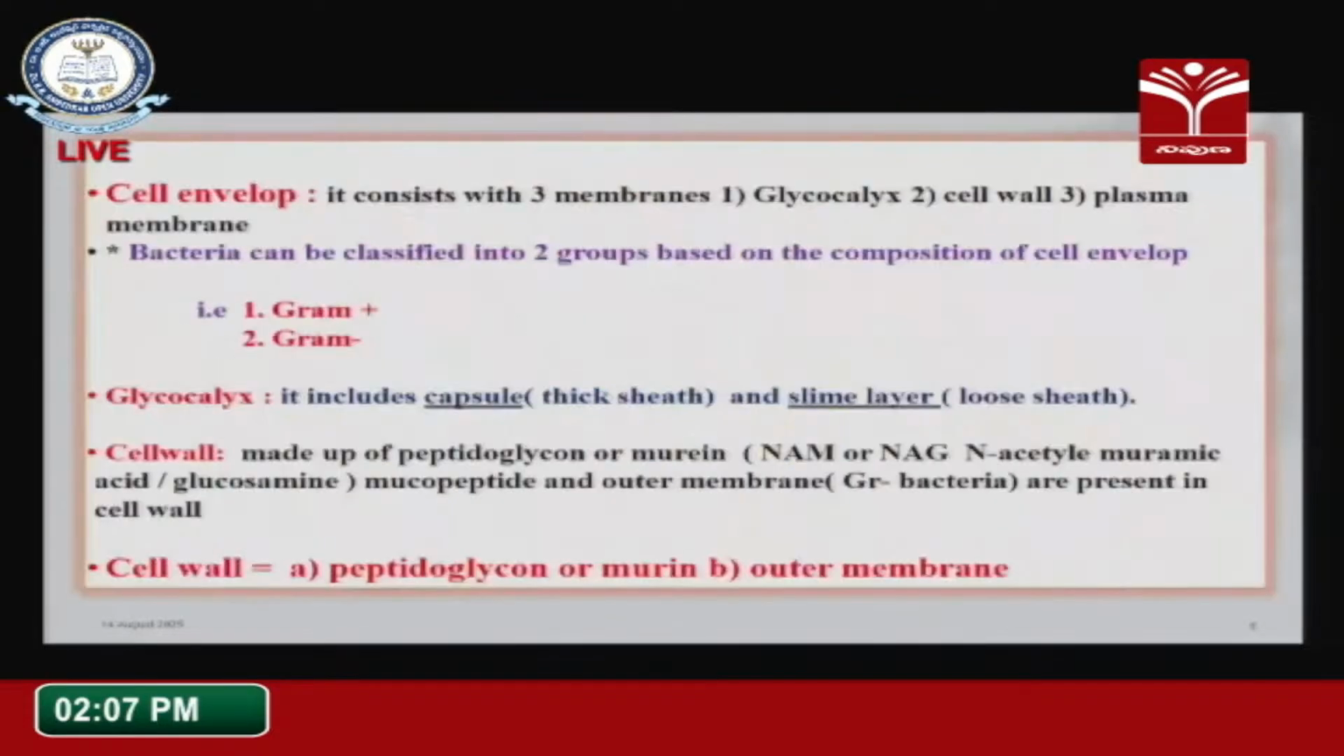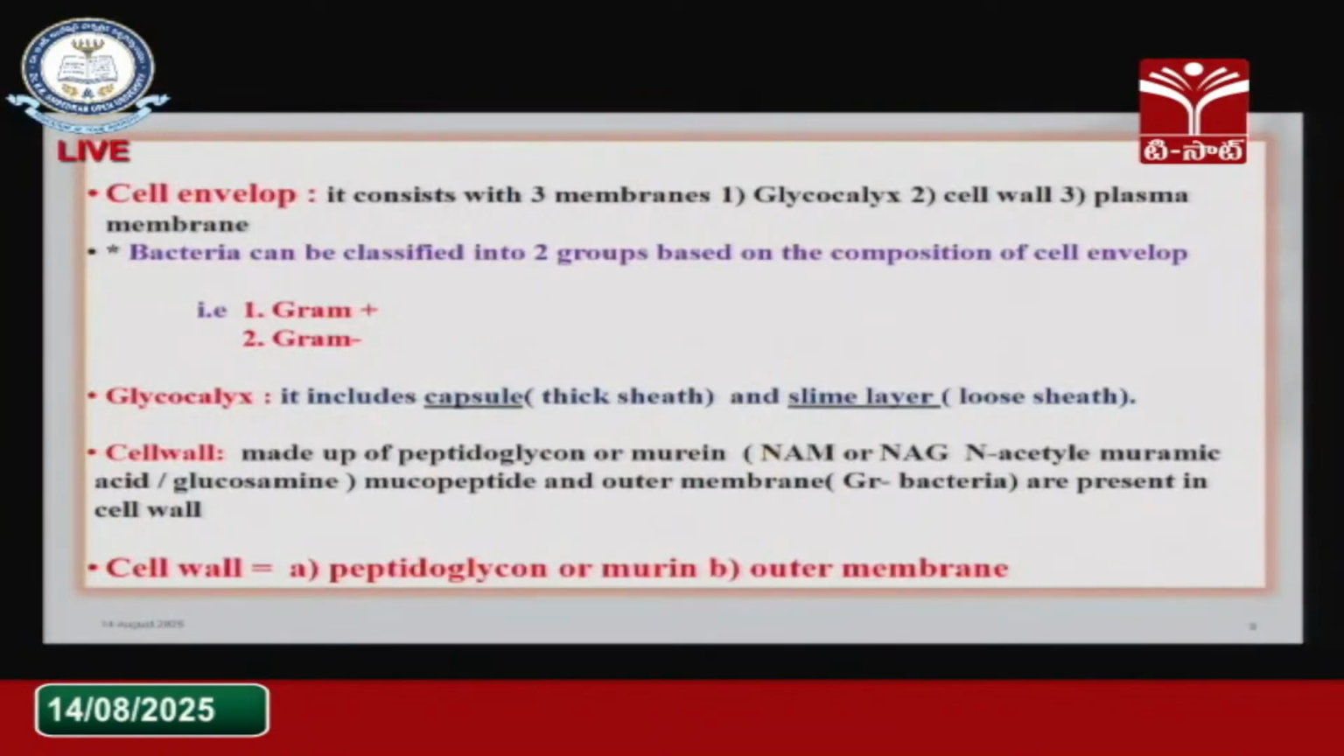The best examples are bacteria and cyanobacteria, and the cell contains a cell envelope. It consists of three layers: the glycocalyx, the cell wall, and the plasma membrane, and bacteria can be classified into two groups based on the composition of the cell envelope. Here Christian Gram developed the Gram staining process. From that we get two types of bacteria, Gram positive and Gram negative, where Gram positive is blue in color, whereas Gram negative is colorless.